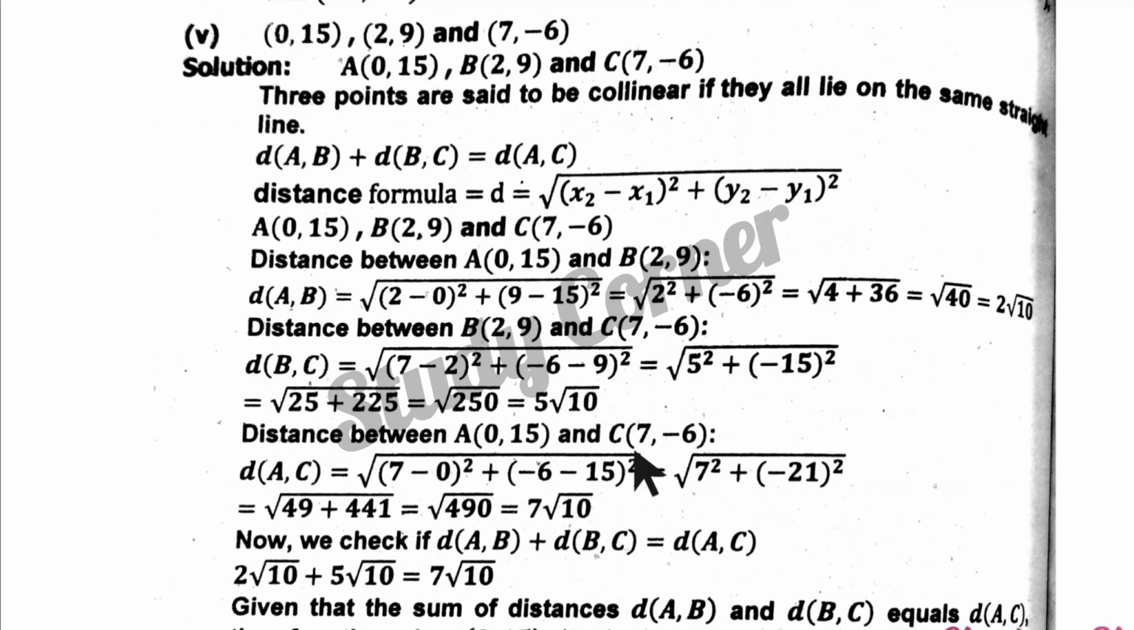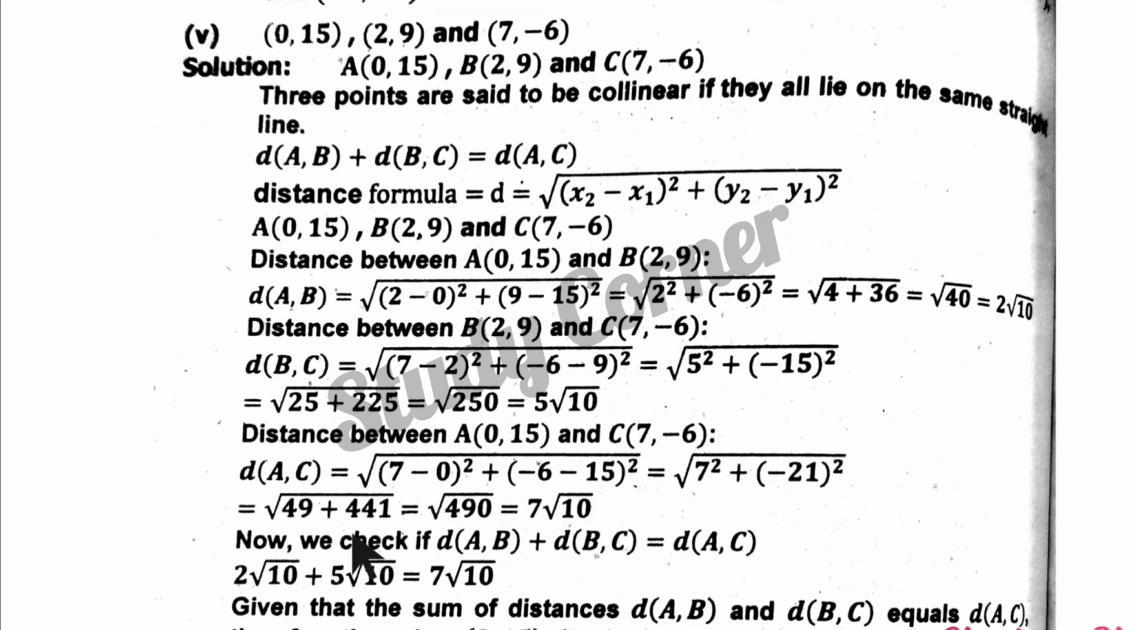So for A and C, again, 7 minus 0 whole square and minus 6 minus 15 whole square. 7 square, and minus 6 minus 15 is minus 21, whole square. 7 square is 49, 21 square is 441. When you add 49 and 441 you get square root of 490, and then by prime factorization the square root of 490 is 7 square root of 10.